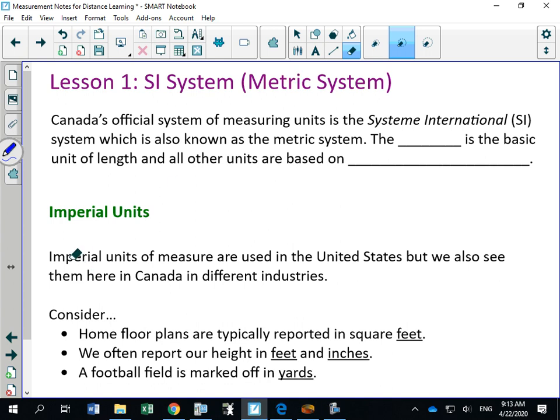So just make yourself a couple of notes. The metric system is the system that we use in Canada. And that's our official system of measuring units. It's also known as the SI system. And basically what it's based off of is the meter. So the meter is the basic unit of length, and all other units are based on multiples of 10.